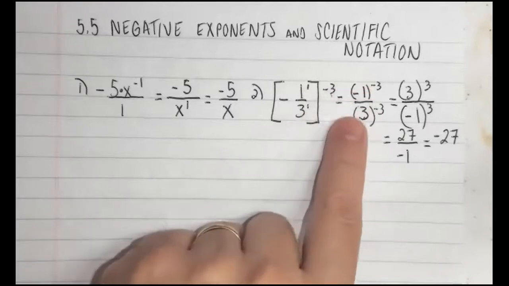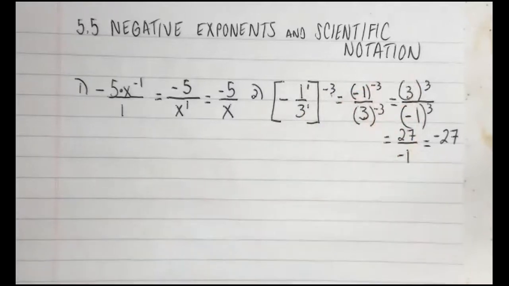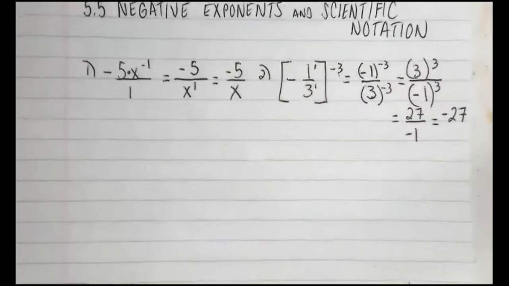Apply the -3, make those exponents positive, and then simplify.